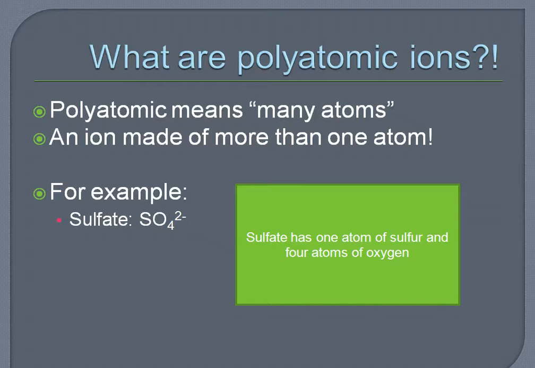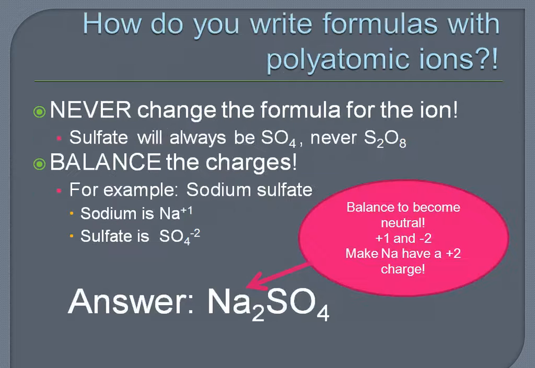Let's look at sulfate, for example. Sulfate has one atom of sulfur and four atoms of oxygen, which would make it a polyatomic ion because it has more than one atom.